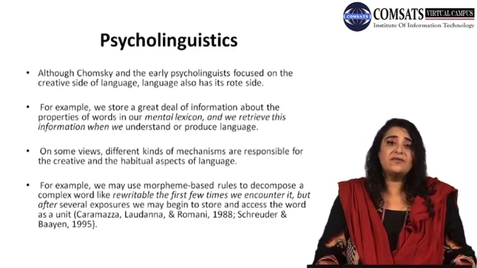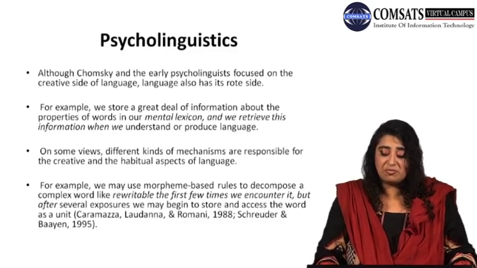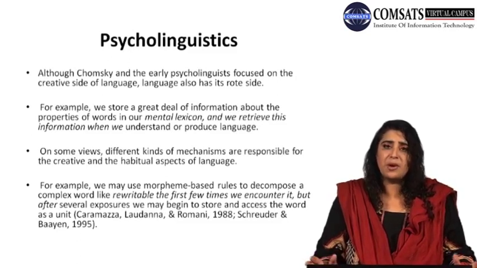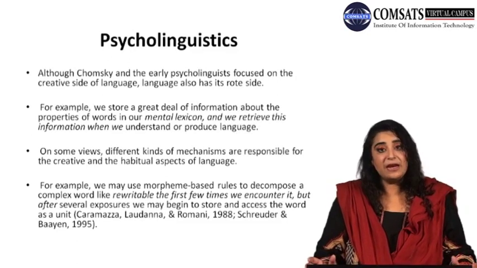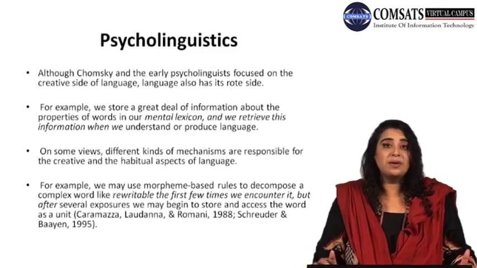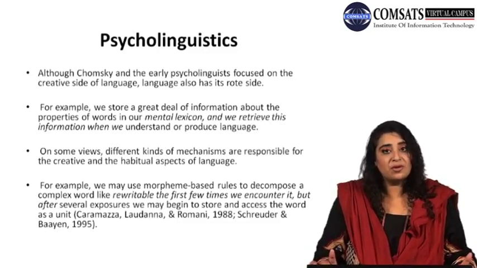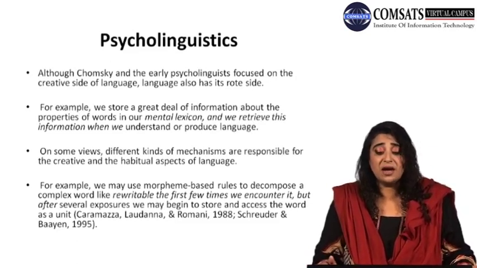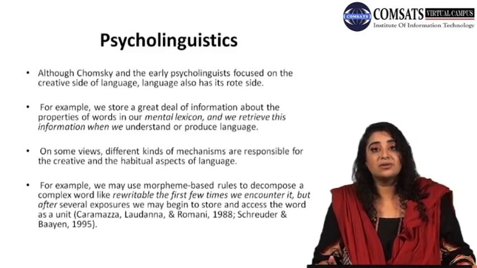If you try to understand your brain as a big, deep store, like an archive, you're gathering different information about words, the properties of words, and how language works. Then when you want to speak about something, or to understand something, you retrieve that from your mental lexicon and use that information. So on some views, different kinds of mechanisms are responsible for the creative and the habitual aspects of language.